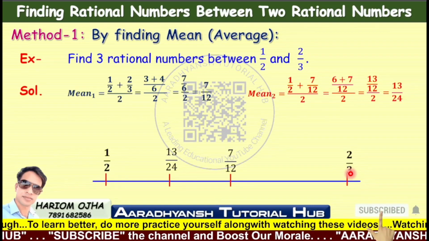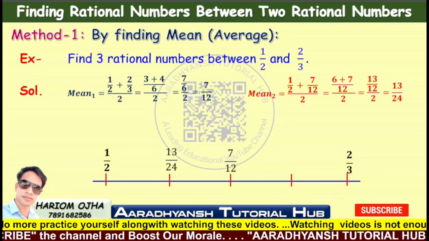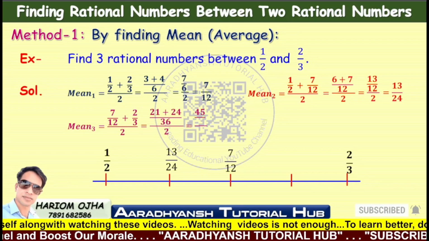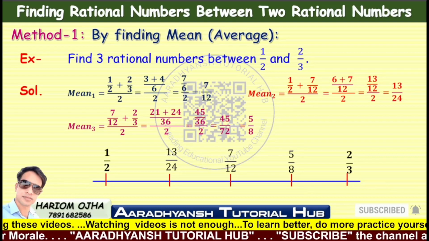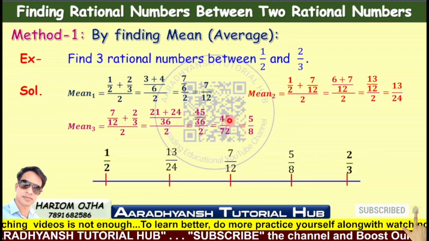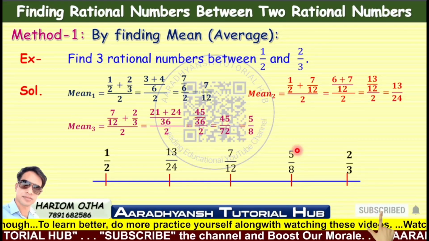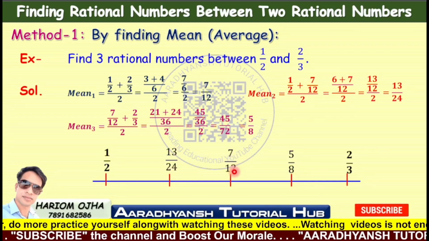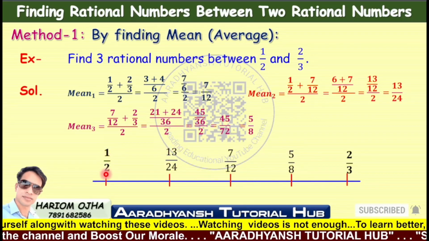And you can find again another rational number falling between 7 over 12 and 2 over 3 like this. This is called mean 3, and the answer will be 45 over 72. Okay, it is also simplified to 5 over 8. You can divide both the numerator and denominator by 9. You will get 5 over 8. So its next rational number will be 5 over 8. So 13 over 24, 7 over 12 and 5 over 8, all these are three rational numbers falling between 1 over 2 and 2 over 3.